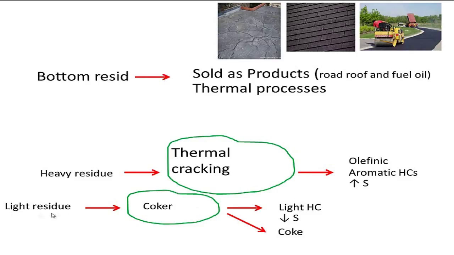However, the light residue will be sent to the coking process. This will squeeze light hydrocarbons out, and of course the sulfur content in the light hydrocarbons will be quite low. Another byproduct that we will get from the coking unit is coke.